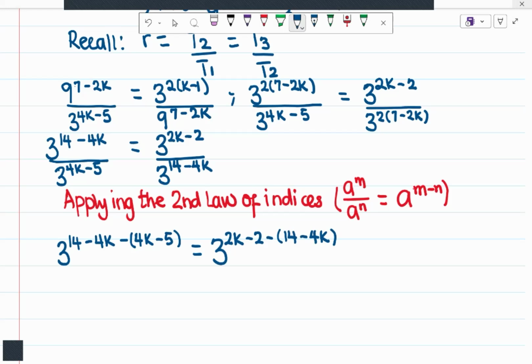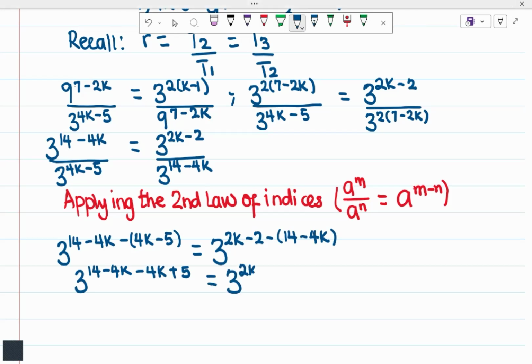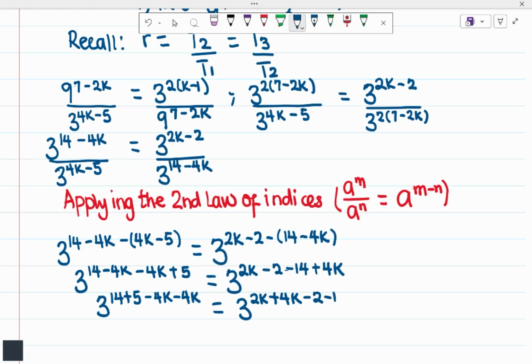If I solve this further, that will become 3 raised to power 14 minus 4k minus 4k plus 5 equals 3 raised to power 2k minus 2 minus 14 plus 4k. So if I solve this further, that will become 3 raised to power 14 plus 5 minus 4k minus 4k is equal to 3 raised to power 2k plus 4k minus 2 minus 14.